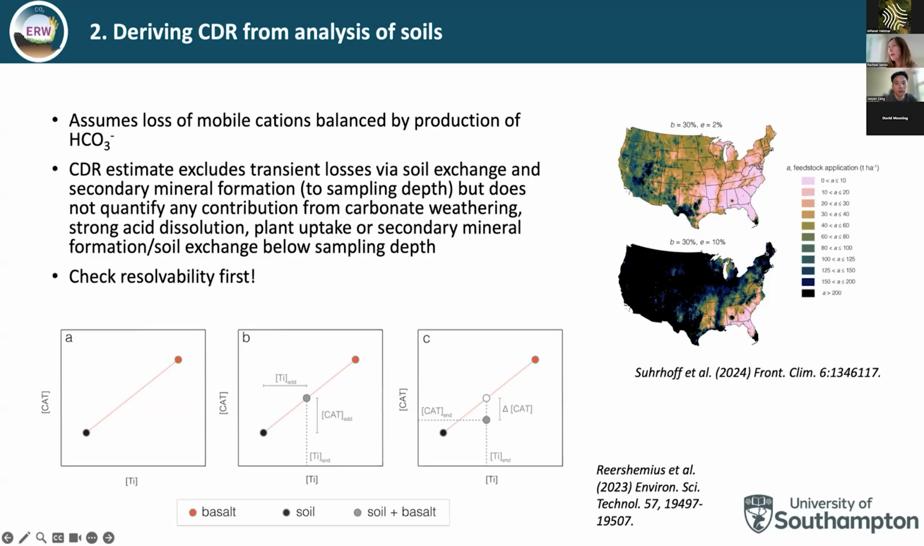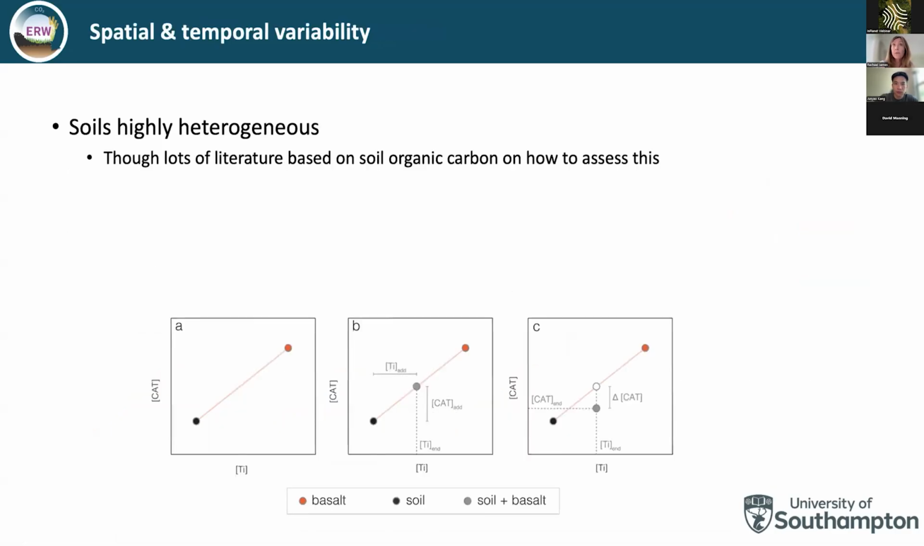So there's a recent paper here that shows, for 30% dissolution of our soil and different uncertainties, you know, we can be talking about pretty high feedstock application rates if we are going to actually be able to resolve these signals. And why is resolving these signals an issue? Well, these diagrams here look lovely. The theory looks great. But what we need to remember is that soils are hugely heterogeneous. And we see a black dot down here. It's not really like that. It's going to be more like a fuzzy ellipse like this.